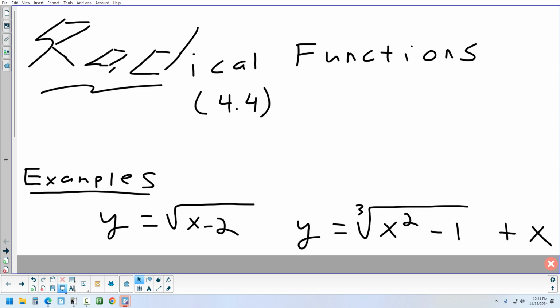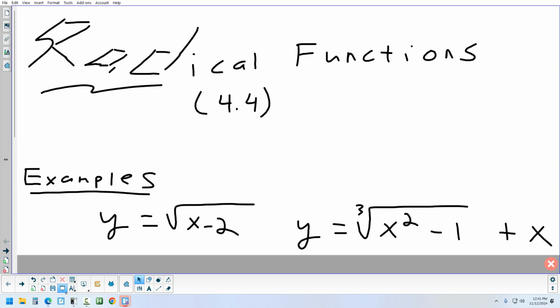And a lot of what we do, we're going to break down the root as to whether it's what we call an odd root, like a cube root, or an even root, like a square root. I'm going to break those down. Those are different examples. Any questions on why these would be considered radical? Because they have a root in them.